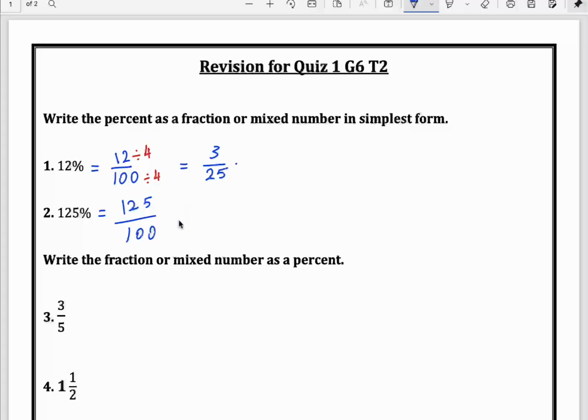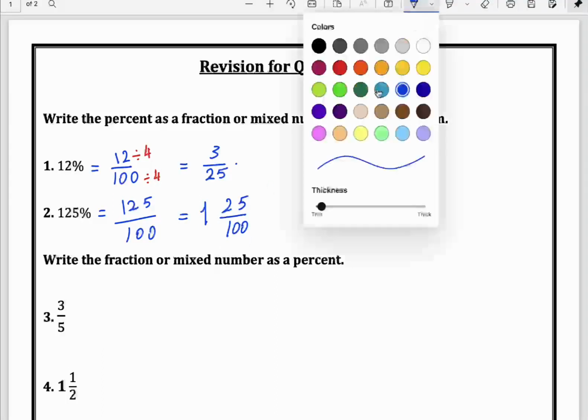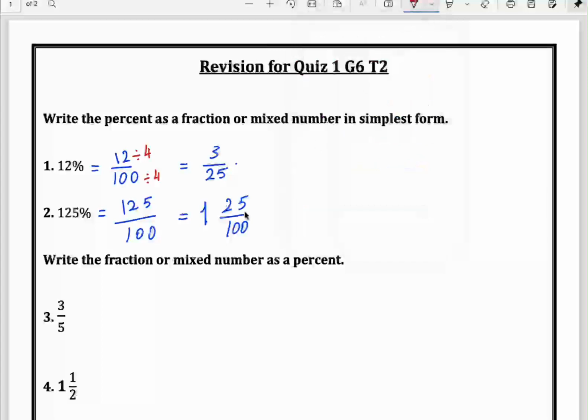So to make it easier for me, I will write it as 1 and 25 over 100. And now I can divide by 25 since I see that 100 is divisible by 25. And of course 25 is divisible by itself. Don't forget to write the whole number. And 25 divided by 25 is 1. And 100 divided by 25 is 4. And this is the simplest form.